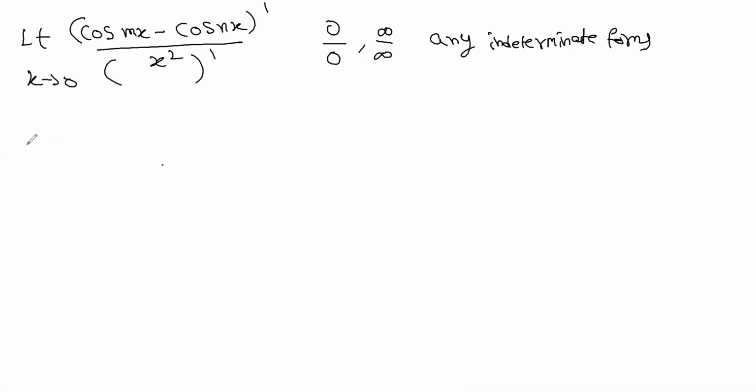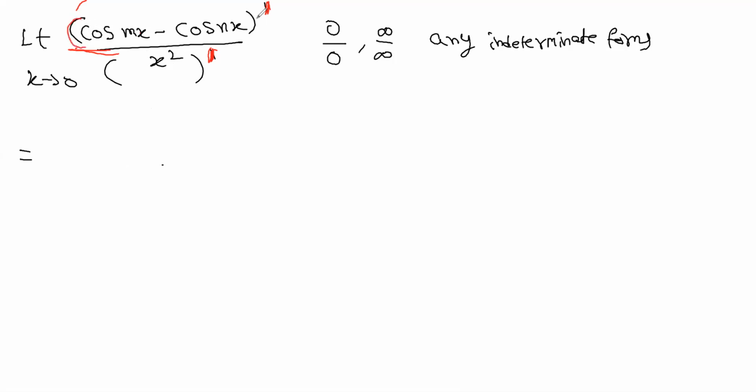Okay, let's see what this is. It is of the form 0 by 0, right? Now we will do differentiation of numerator and denominator separately. It is not the differentiation of the whole function. Differentiation of numerator separately, differentiation of denominator separately.